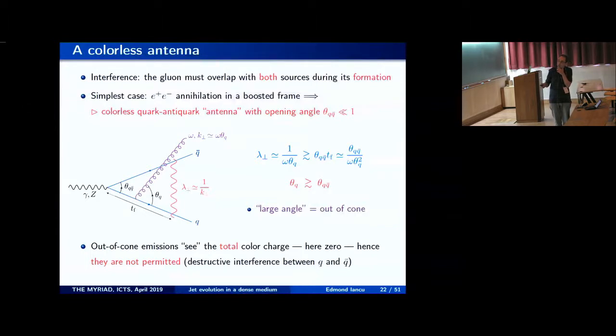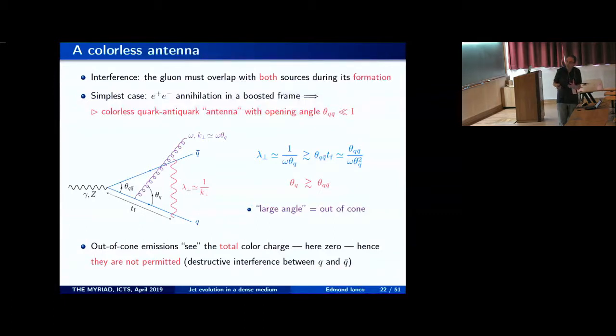So now I have a color singlet antenna, and in the next step I can radiate from either the quark leg or from the antiquark leg. And of course there is an interference effect. More precisely, there is an interference effect so long as the emitted gluon overlaps with both sources, because it has to know about both of them, otherwise there is no interference. So clearly, for that to be possible, the emission angle of the gluon, in this case emitted by the quark, has to be large enough. If this gluon was emitted very collinear to the quark, it will never know about the antiquark, and vice versa. If it is very collinear with the antiquark, it will never know about the quark.